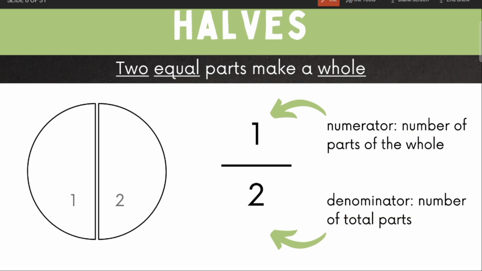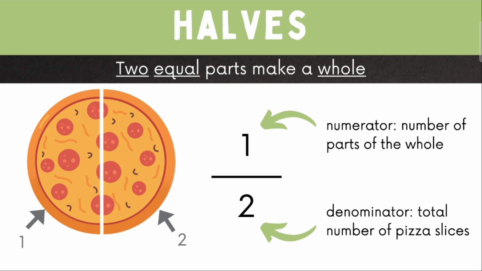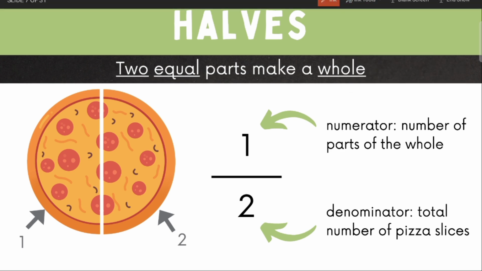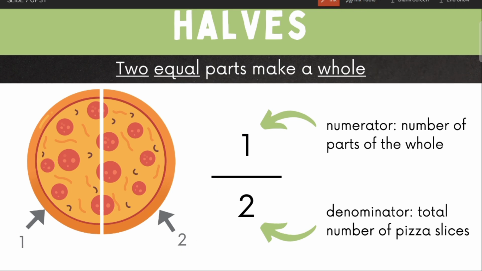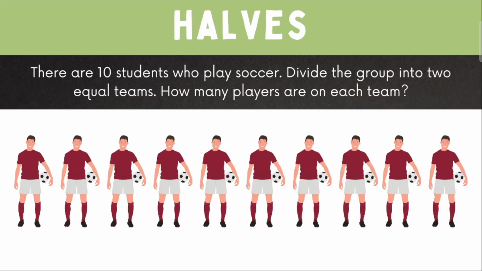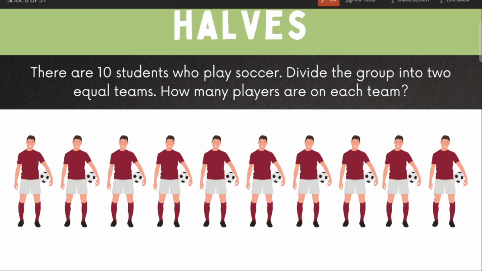Okay. Now let's move on to the next, where I have given you a very good example of a pizza. Here in the pizza you can see this is the first part, here is the second part, so it is 1 by 2. Okay, we have got this. Let's move on. Now here I have a better one to imagine. For example, you have 10 students in your team who play soccer. Soccer means football. Divide the group into 2 equal teams.